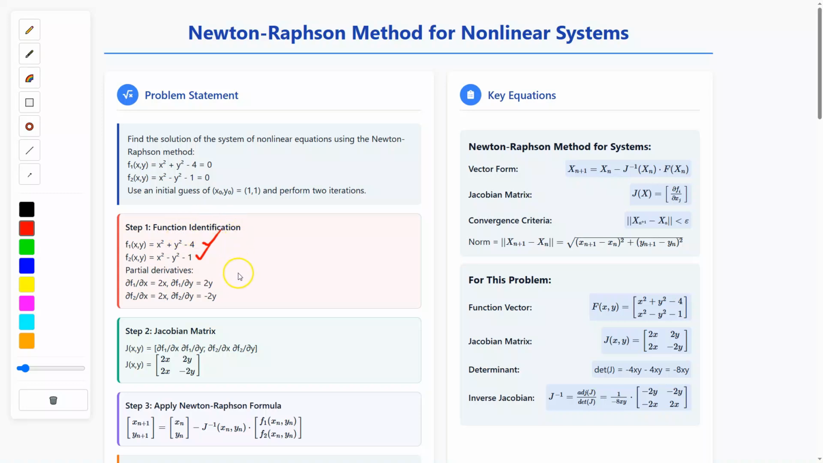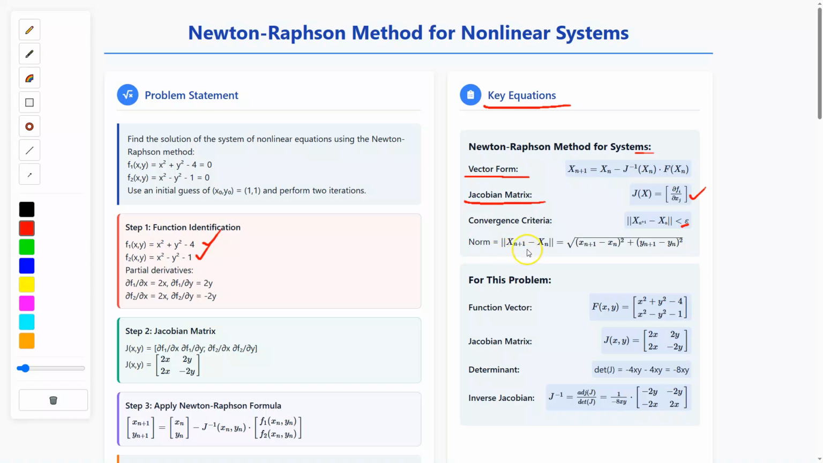Before going further, first, what is the key equation required for finding the root using the Newton-Raphson method? So here is the Newton-Raphson method for the system. Here is the vector form: x(n+1) is equal to x(n) minus J inverse at x(n) times f of x(n). Here J is the Jacobian matrix, that we can write as the partial derivatives of f with respect to x, and the convergence criterion is that the norm of x(n+1) minus x(n) is less than the tolerance, epsilon. So what is the norm?